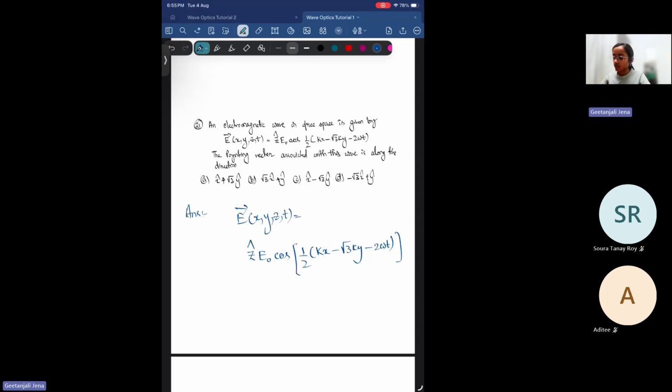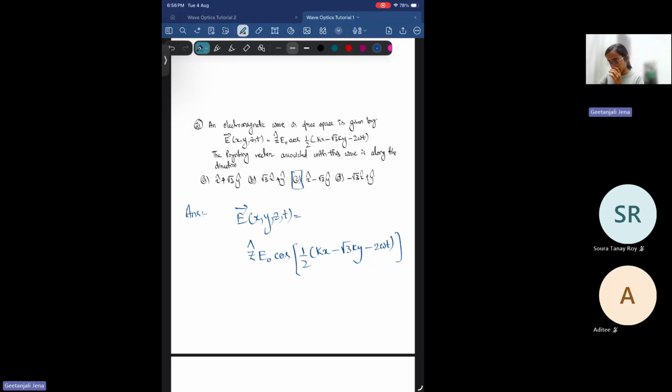So here you don't need to calculate the value of the Poynting vector, but you need to recall in which direction the Poynting vector will align. If you know that, then you can easily find out the answer. No need to calculate the H, then E cross H. Yes, so the answer is C. So Poynting vector, it is along the direction of propagation.